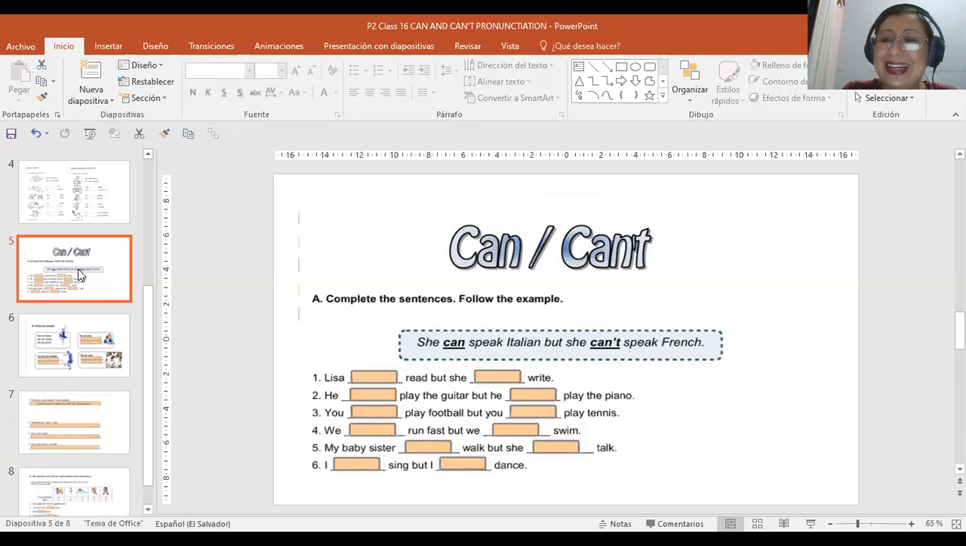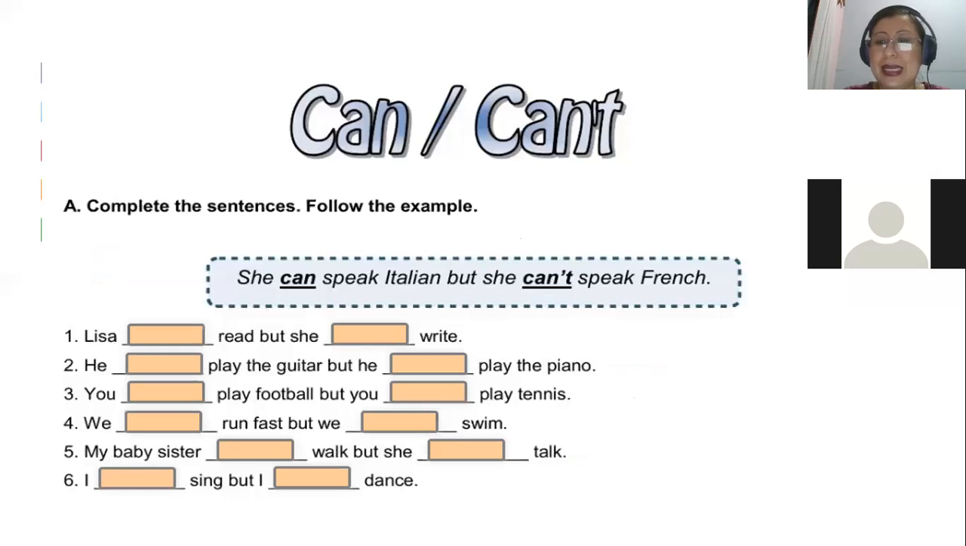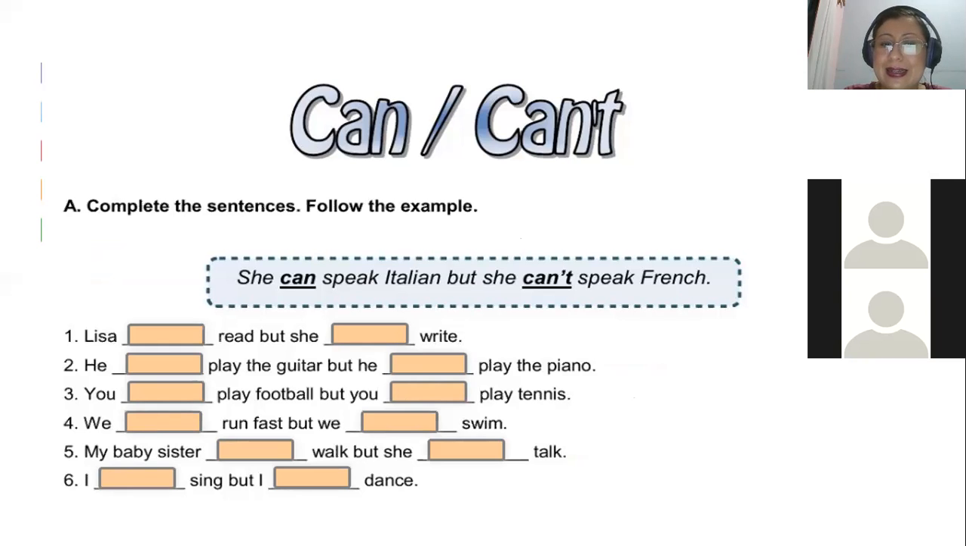Volunteer? Okay, please, go ahead. Lisa can read, but she can't write. Excellent, that's good. Okay, volunteer for number 2. Me, teacher. Please, go ahead. He can play the guitar, but he can't play the piano. Excellent, thank you.